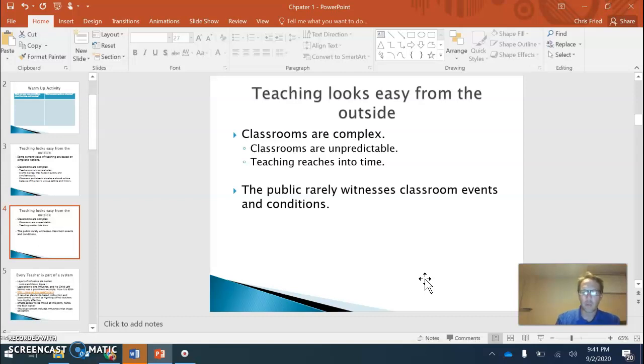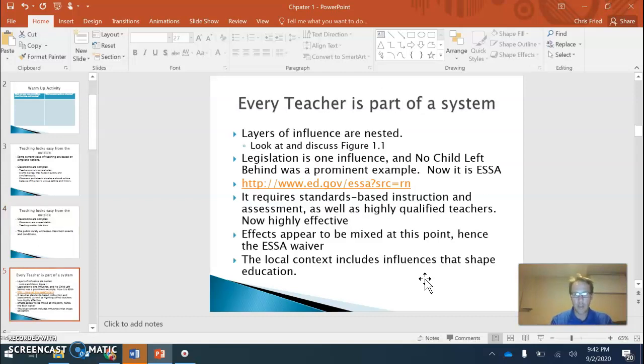So the public rarely witnesses classroom events and conditions, right? They understand them through the children's viewpoint. And sometimes those viewpoints aren't always accurate. Sometimes things aren't remembered correctly. They're shared incorrectly. So it looks easy. We know it's not.